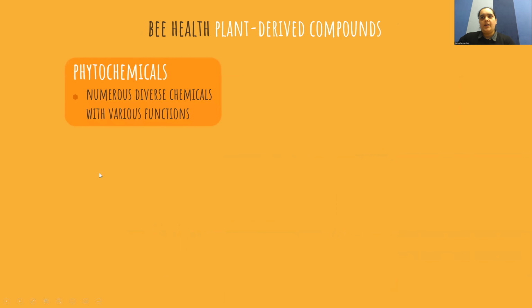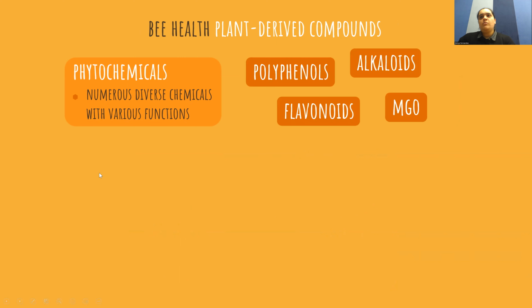So these are known as phytochemicals, and these encompass numerous diverse chemicals with various functions. So in this list here, you'll probably recognize MgO, which is the active compound in Manuka honey. But we also have an array of other things, including polyphenols, alkaloids, and flavonoids. So many of these phytochemicals have actually evolved in plants as a protection system against stresses, including microbial infection. So it's quite likely that they would perform a similar function in honey.